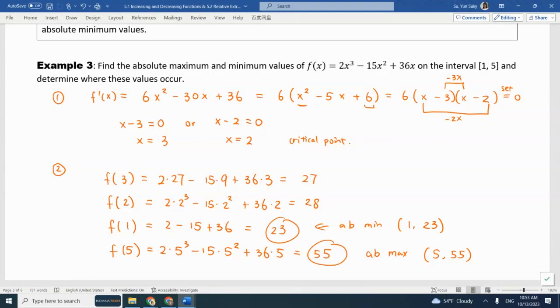Is that okay, everybody? Yeah, you find the critical points, and then you just plug the endpoints and critical points into the function. The biggest value will be the absolute maximum. The smallest value will be the absolute minimum.